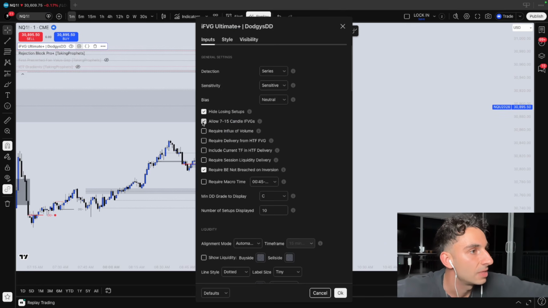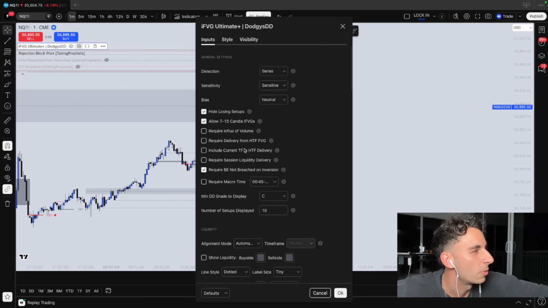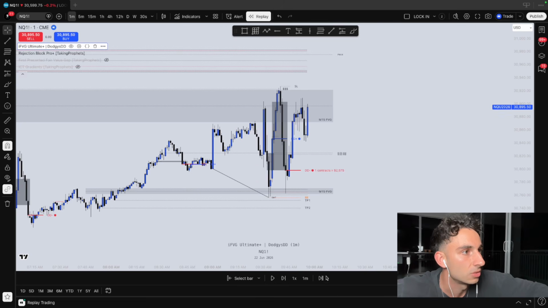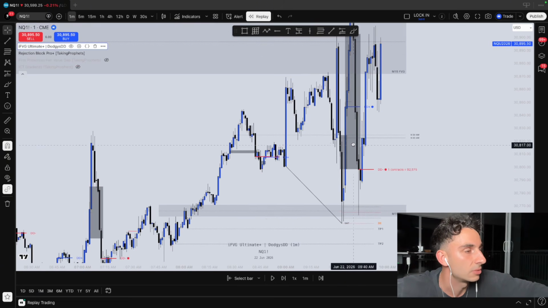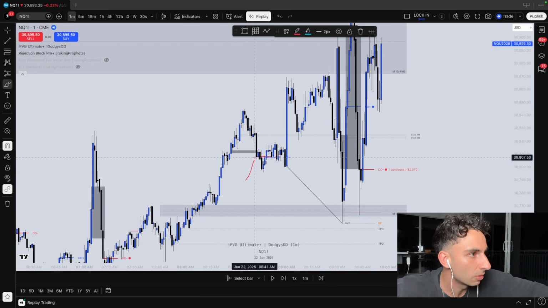Allow 7 to 15 candle iFVGs. So I like to keep this on. I recommend most people keep it on. Turning it off will only alert you very V-shaped iFVGs. So basically, here's a good example, even just right here. This was an alert right here. This was an alert right here.